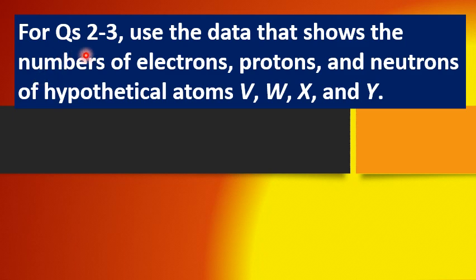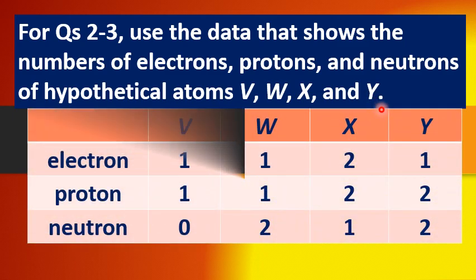For questions 2 and 3, you are to use the following data that shows the numbers of electrons, protons, and neutrons of hypothetical atoms, V atom, W atom, X atom, and Y atom. So here are the data.